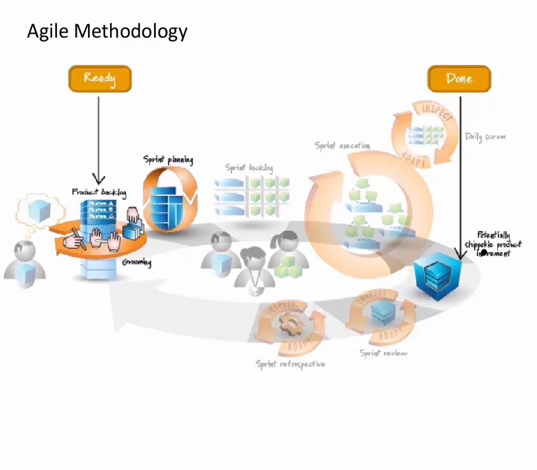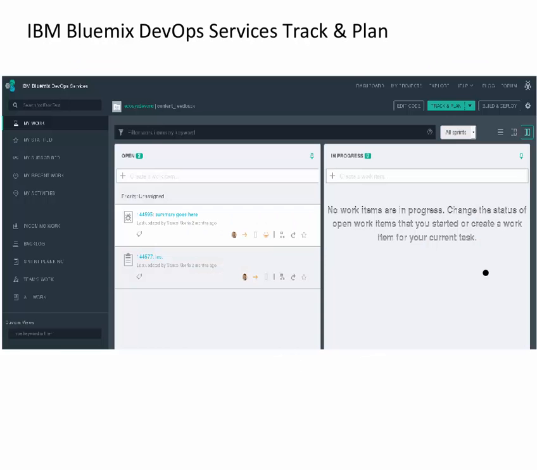Agile teams require a collaborative environment to plan and track their work during a cloud application development project. The IBM Bluemix DevOps Services Track and Plan feature is used to manage a team's work throughout a project, including product backlog, sprints, work item status, priorities, effort, work assignment, and progress towards the team's objectives.